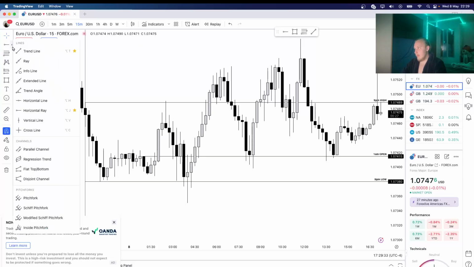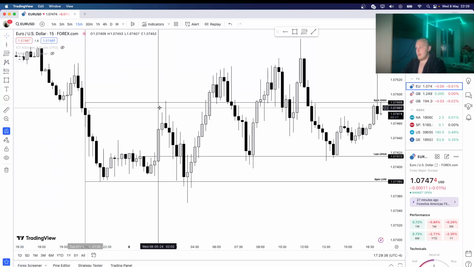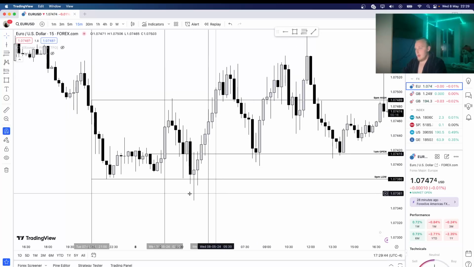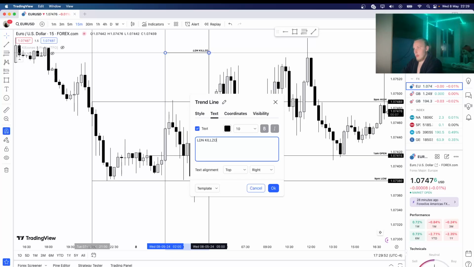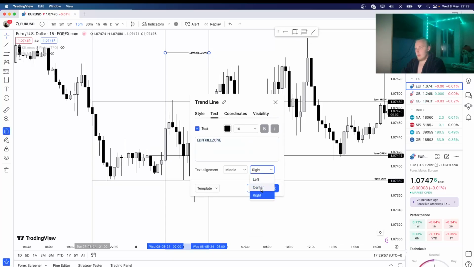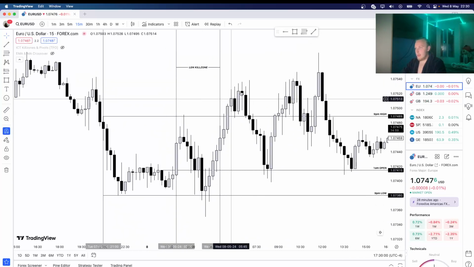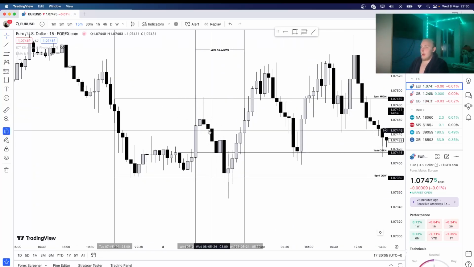So remember, time is what we're working with. Time is very important. So this first couple of lines, this line to this line shows London kill zone. Right, this line to this line is London kill zone. Cool. So now we've got time on our side, we can now implement the 4-hour Po3 cycle.